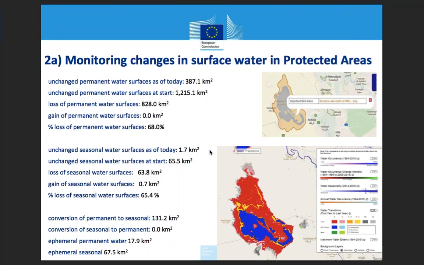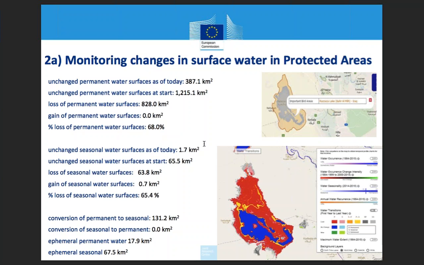So we will be including this data set in the indicators and the trends for the protected areas in the new DOPA version. Here you have an example for one important bird area in Iraq, where according to this data set, and these are quite striking figures, in only 30 years, more than 2/3 of the permanent water surfaces have been lost. And this number should be updated, it should be about 90% of the seasonal water surfaces have also been lost in 30 years, which is an amazing, terrible trend in this case.